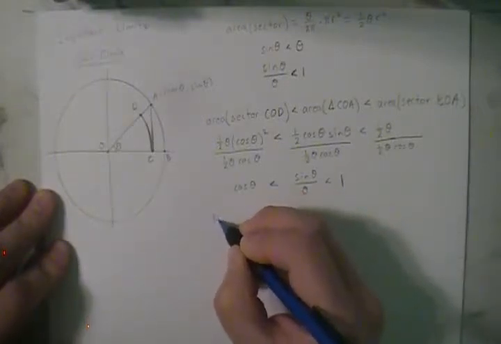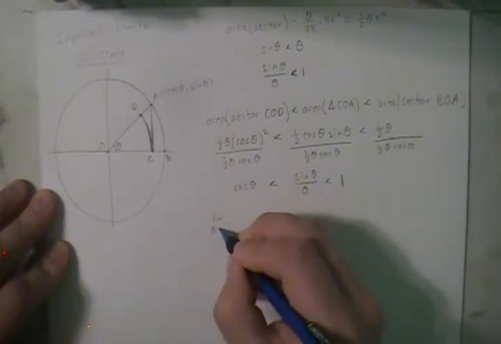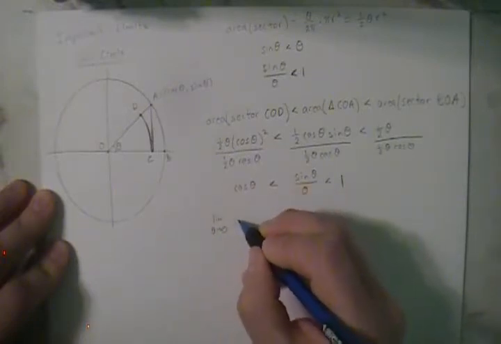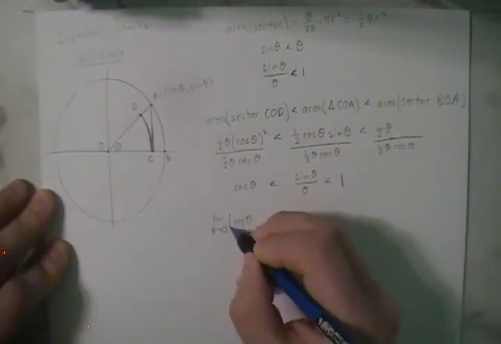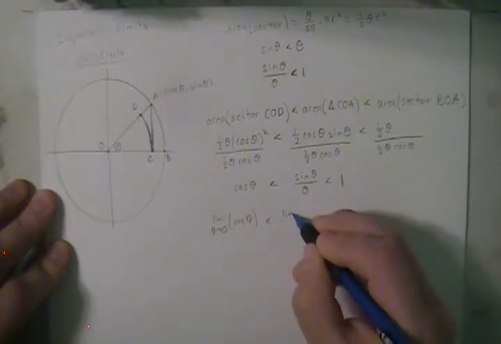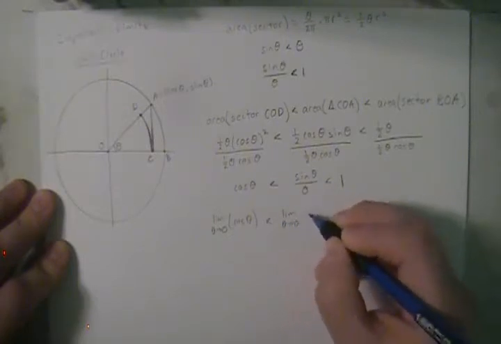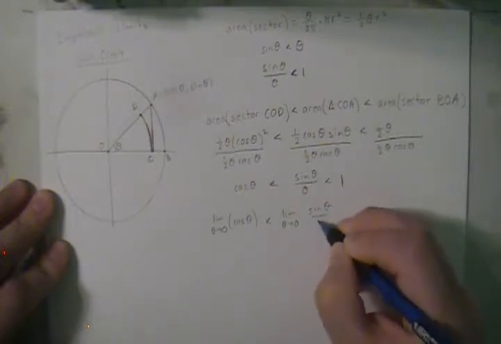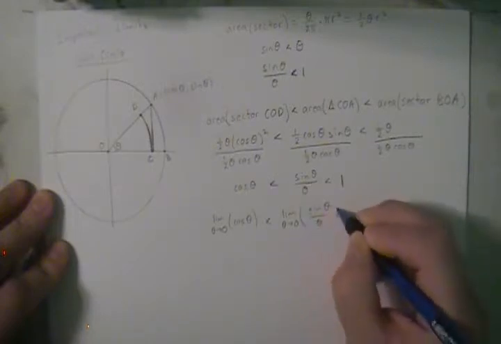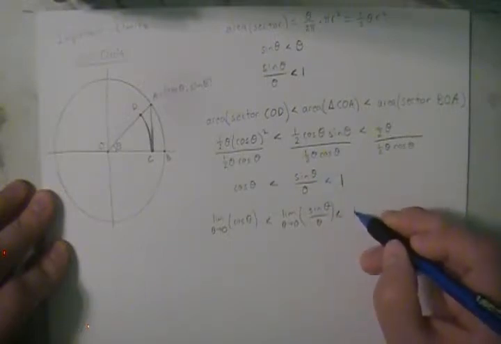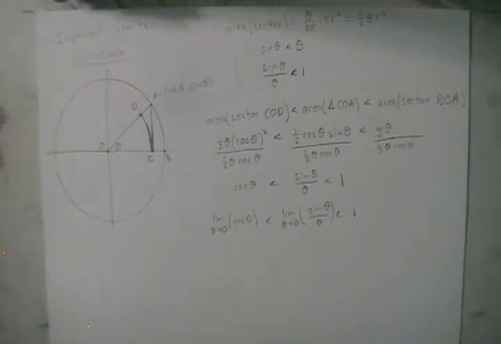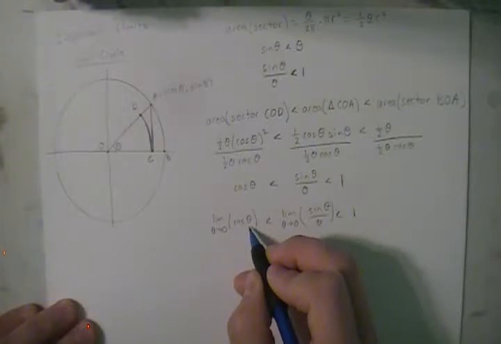So I'm going to go ahead and write that. I'll say the limit as theta approaches 0 of cosine theta is less than, so I'll write up parentheses, the limit as theta approaches 0 of sine theta divided by theta, which is less than 1. The limit as theta approaches 0 doesn't change a constant number. It's always less than 1. And I know this limit is going to be 1 because I can evaluate cosine of theta at 1.